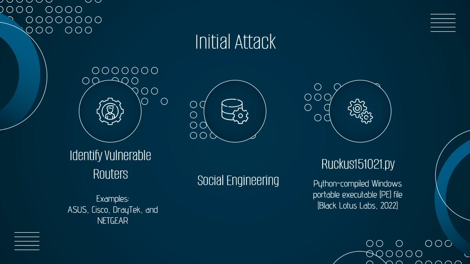Understanding how ZuoRAT infiltrates the network is crucial for setting up effective security controls. Researchers found that threat actors were targeting routers from brands like Asus, Cisco, Dratec, and Netgear that were missing key security patches. That's how the attack began, by identifying vulnerable routers, aka determining an entry point.